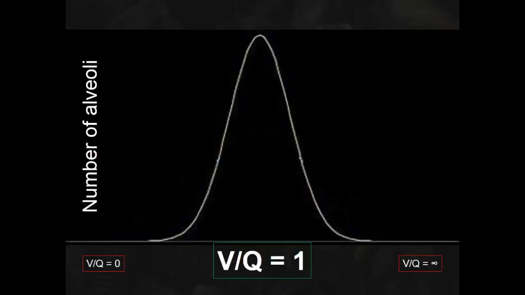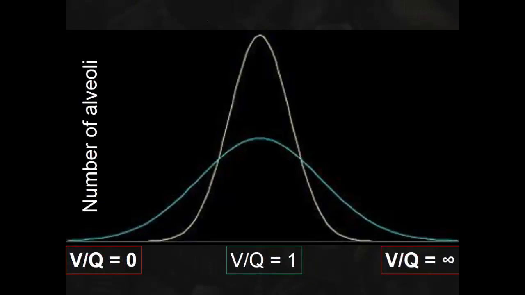All right, so this is normal right here. VQ of 1. This is VQ of 0. This is VQ of infinity. VQ mismatch looks like this. It still is 1 overall, but you have more areas that are dead space, and more areas that are shunt, and more areas that are dead space.